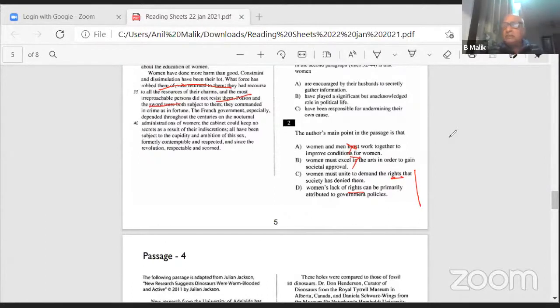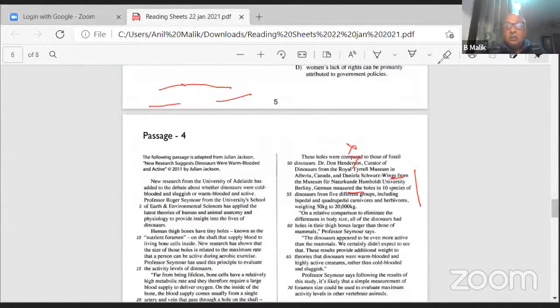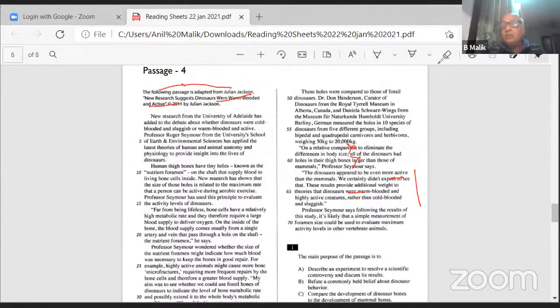I can show you another passage. Look here, sir. What does he say? This fellow says that new research suggests that dinosaurs were warm-blooded. It tells me that he's not sure. But he's saying that new research gives you an idea, tries to say that dinosaurs were warm-blooded. And then he tells me that new research is added to the debate. And then in the end, he gives me some results.